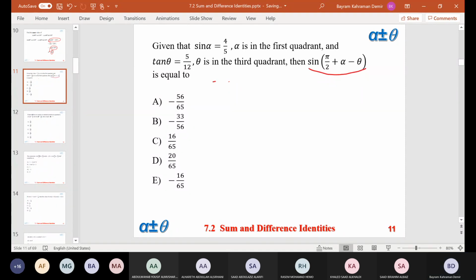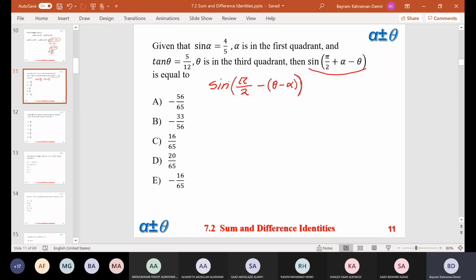Sine of, and let me see if you can understand what's happening here. Sine of pi over 2 minus, I will just open a bracket, theta minus alpha. Instead of alpha minus theta, I wrote it as negative of theta minus alpha. Now, did you see what's happening here, Shiva? Yes.